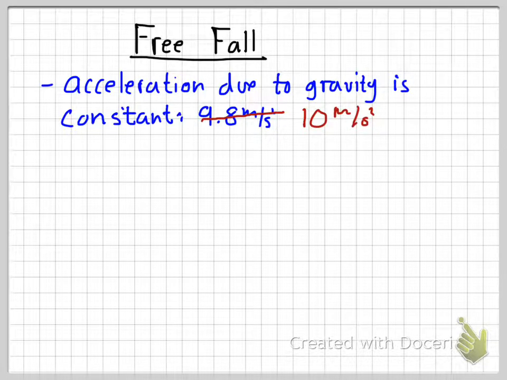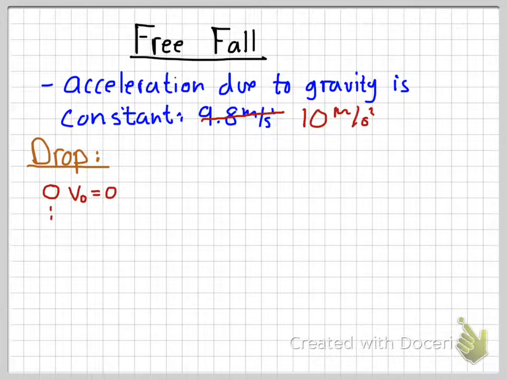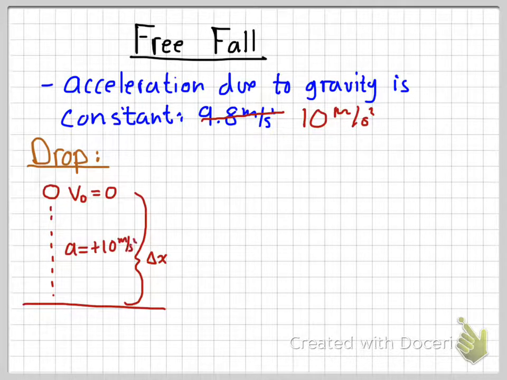So there's two possible situations we can encounter. One is when we drop something. Remember, when you drop something, the initial velocity is going to be 0. That's something that we have to remember. It's going to fall to the ground some distance, delta x. And remember, when things are falling downward, make the acceleration due to gravity positive 10 meters per second squared.